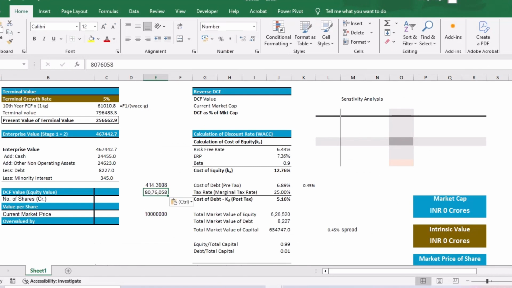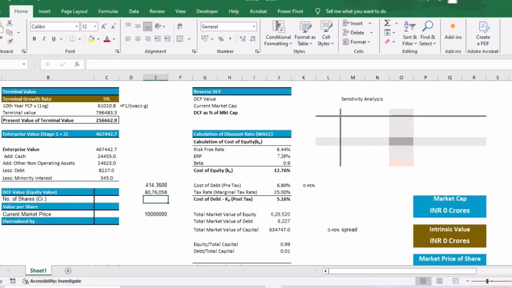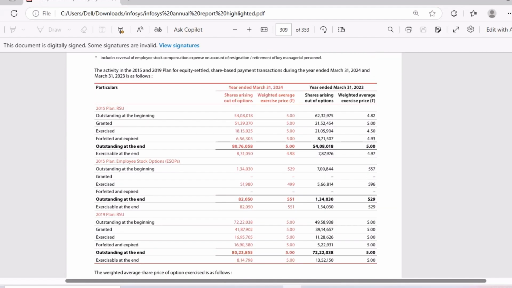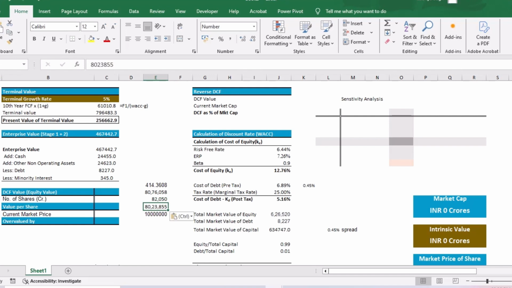Next is our ESOPs. Paste it over here. Next is this figure. See, this was the 2015 plan and this was the 2019 plan. So we will take this figure as well. So we are adjusting it. We will add it to the total number of outstanding shares because there are potential shares that may be converted into our shares.